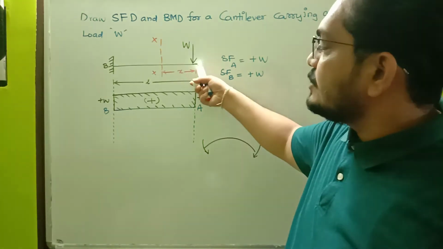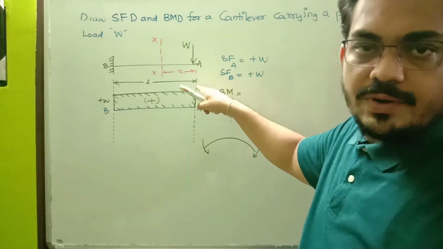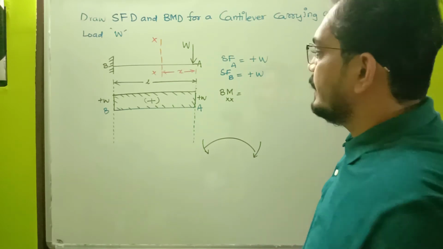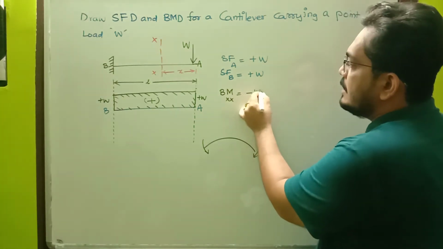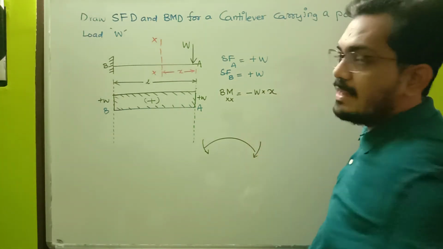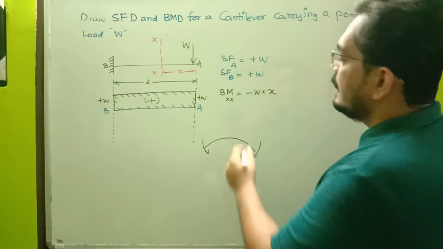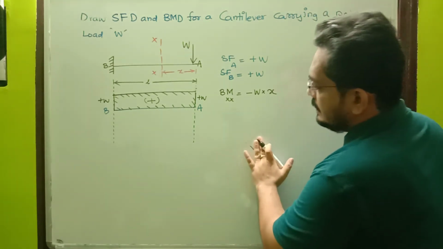Now here this force is trying to bend the beam in the downward direction. With respect to this particular section, we have to take that one as negative. So it will be equal to minus W multiplied by X. Minus W multiplied by X is the bending moment. Now let us go with the sections.